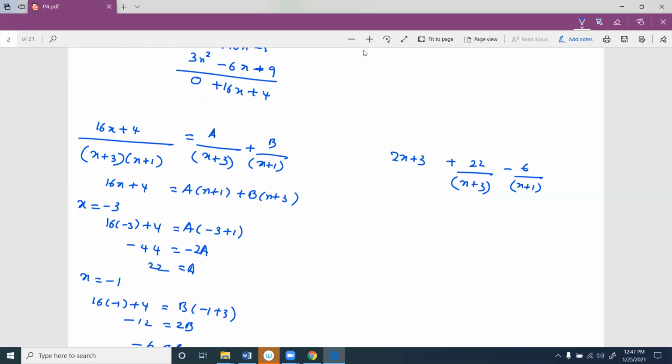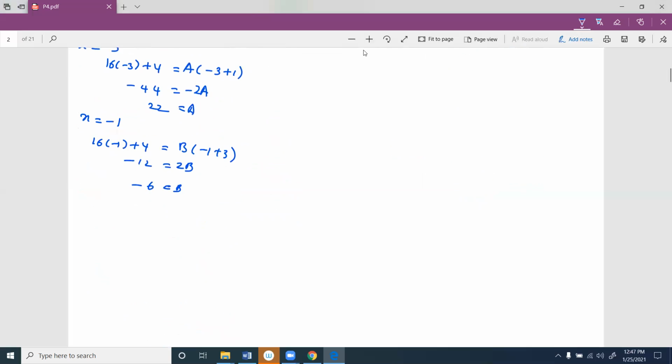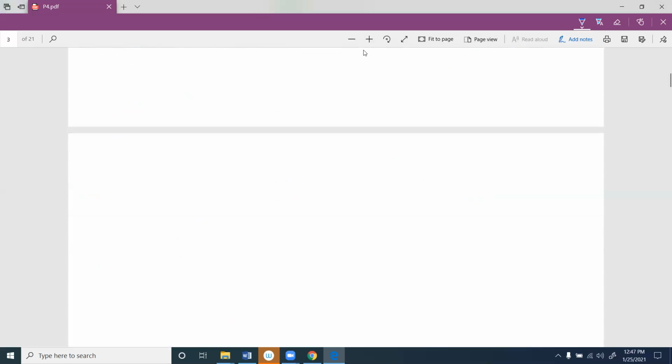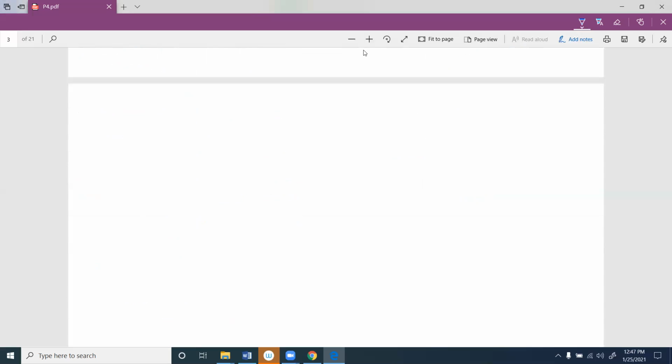Right. Let's go ahead with another question. That is this way: 4x cubed minus 2x squared minus 3x plus 1 divided by x squared plus 2x plus 1. Now what you can understand here is that the denominator is x plus 1 into x plus 1, that is x plus 1 squared.